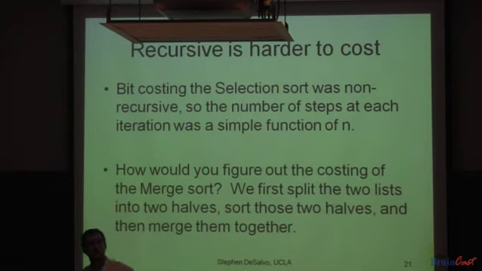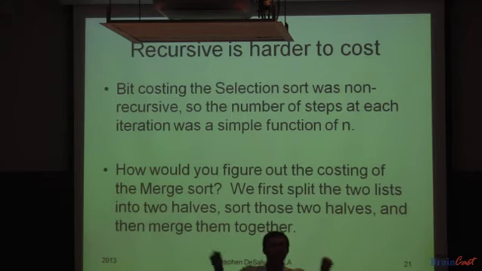Yeah? So you're still using selection sort on the halves, right? No. Great question. The answer is no, because how do you sort a list of size 1? You don't, right? How do you sort a list of size 2? You break it up into 2 each. You sort each of those. That's done, and then you merge them together.